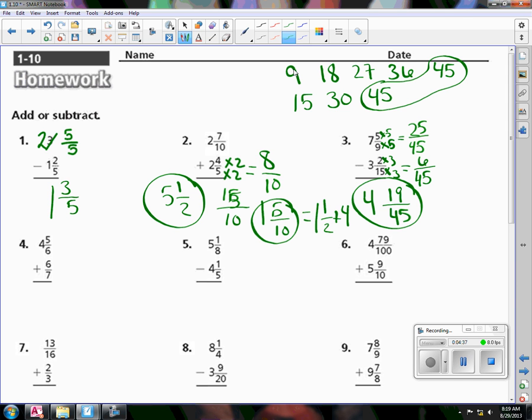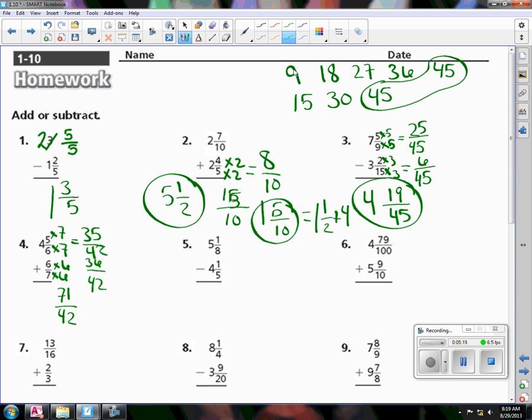4 5/6 plus 6/7. 42 is my common denominator. It's multiplying 6 times 7 and 7 times 6. Remember my rule, whatever I do to the denominator, I have to do to the numerator. Okay, so 7 times 5 is 35. Again, 6 times 7 gets me my 42. And my common denominator is 42. 7 times 6 is 42. 6 times 6 is 36. Okay, it's addition, so I'm good to go. 35 plus 36 is 71.